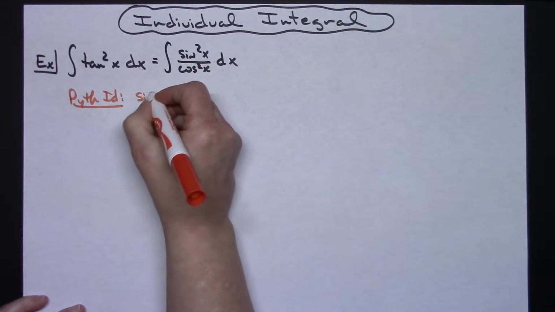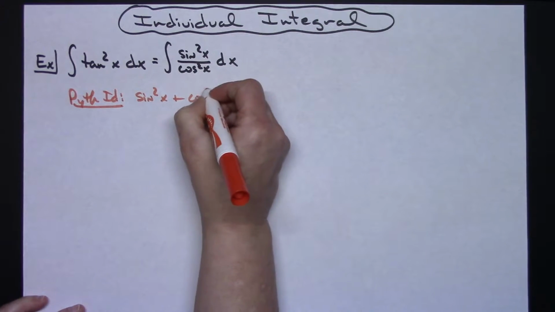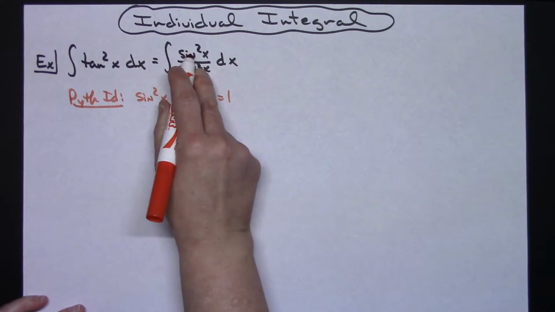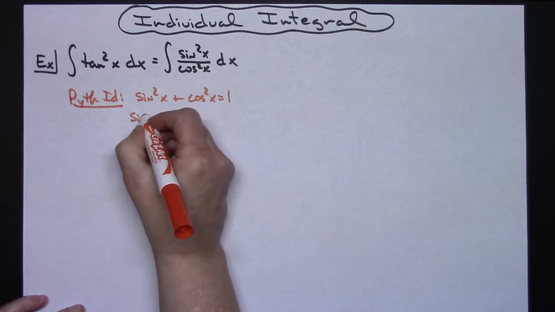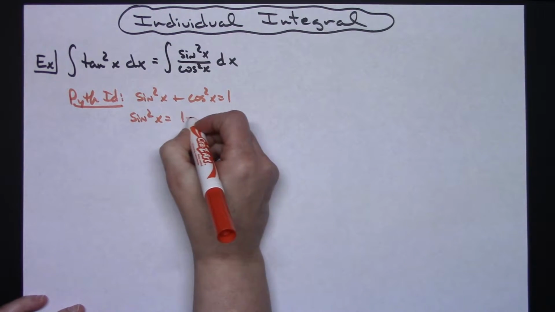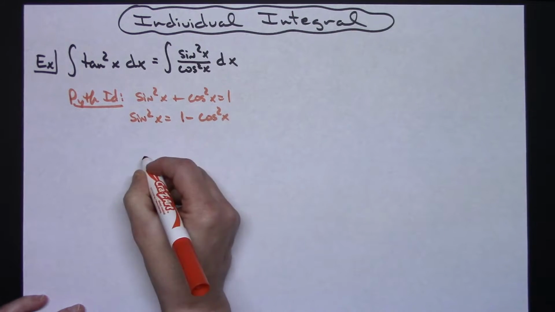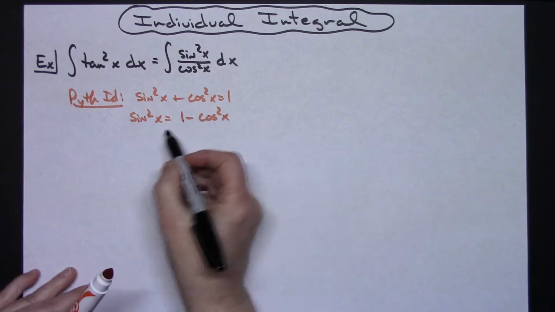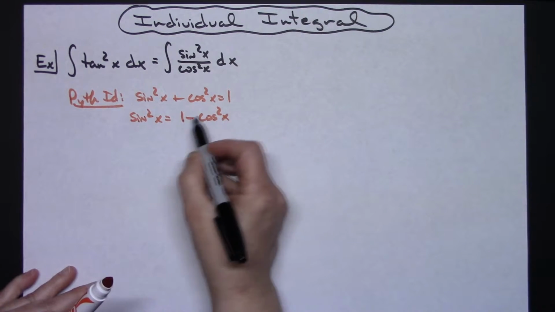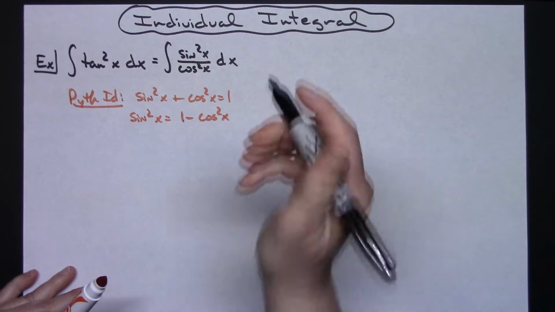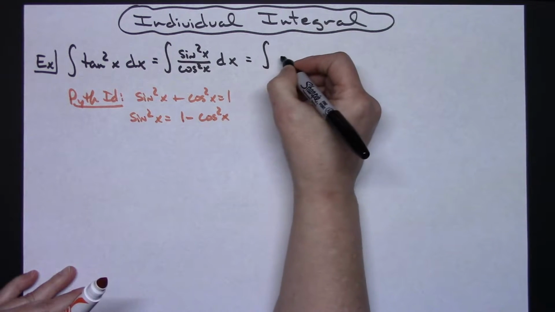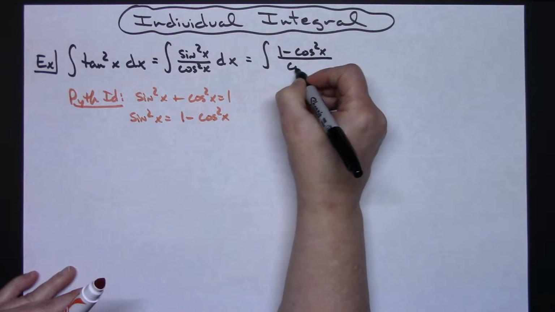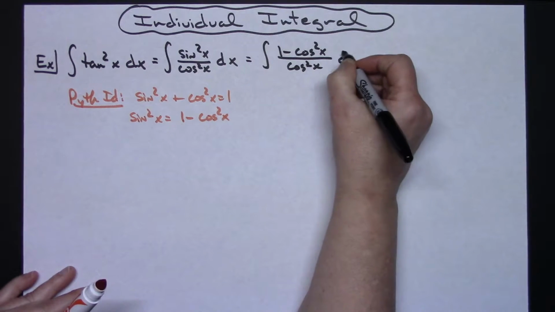There is one that says sine squared x plus cosine squared x equals 1. If I want to solve this for sine squared x, since I have a sine squared x in the numerator, sine squared x is going to be equal to 1 minus the cosine squared x. So I'm taking a Pythagorean identity and solving it for something that I need. That's going to allow me to replace that numerator, so I'm going to have the integral of 1 minus cosine squared x all over cosine squared x dx.